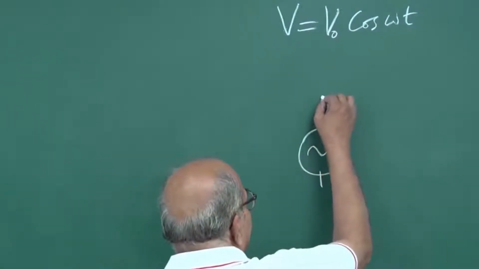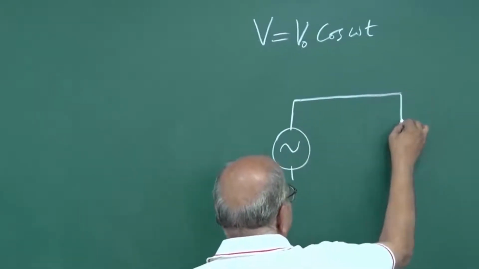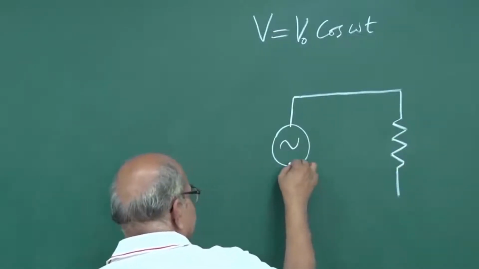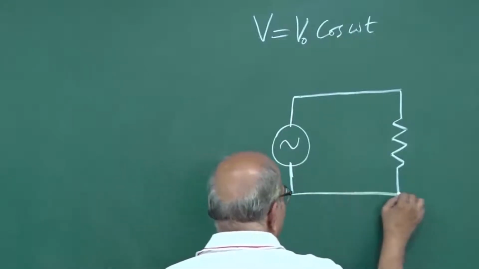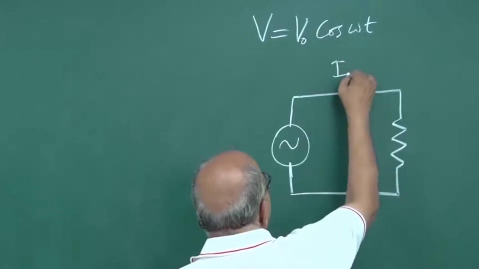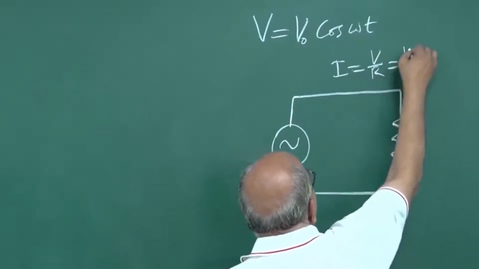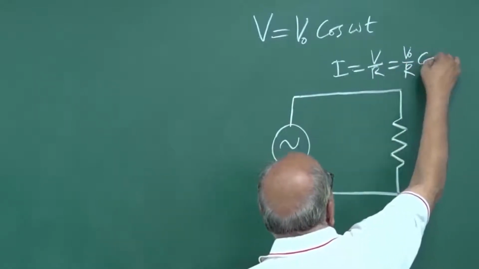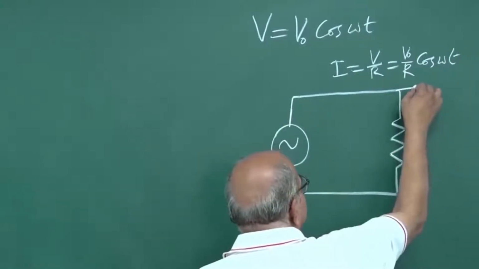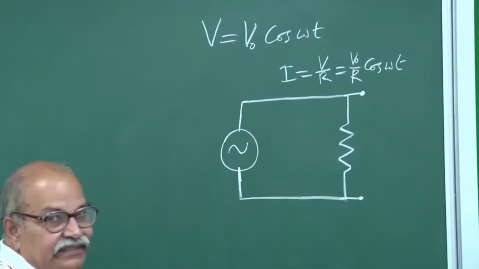And then let us say you have put this resistance here. Let us say this is just a resistance. What will happen? You know what will happen? You will have a current, and that current will be V naught by R cos omega t, that is it.